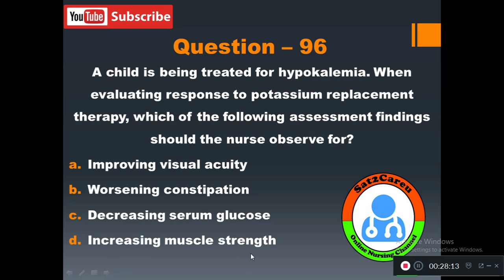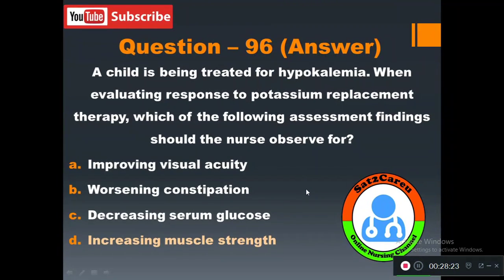The right answer: when a child has hypokalemia and is having potassium replacement therapy, the main thing the nurse must observe for is muscle strength. Muscle pain or any problems related to muscles should be monitored as a priority.